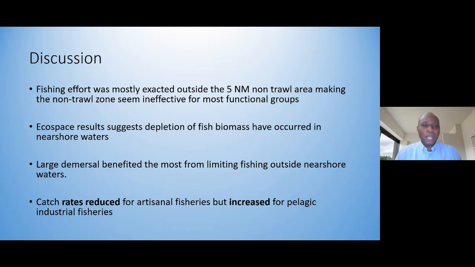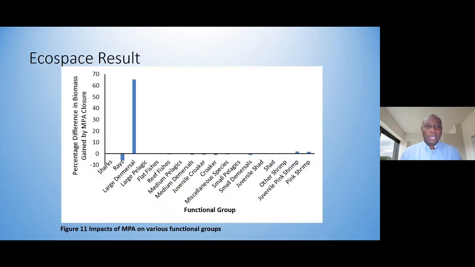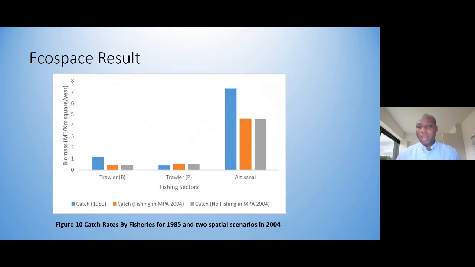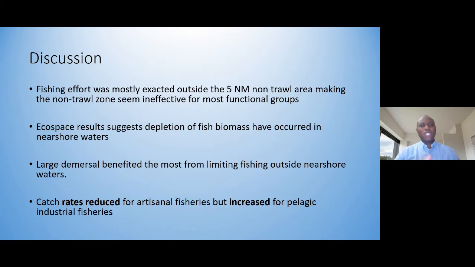Almost 15 years later, when I finished my PhD, I remembered what he said, because I looked at my model, and if you look at figures 7 to 9, you will see that the distribution of fishing effort was actually happening in deeper parts of the continental shelf, which suggests that fishermen were going further away from shore, including artisanal fishermen. And so this is important because fishing effort was mostly exerted outside the 5 nautical mile no trawl area, making it seem like the 5 nautical mile no trawl zone is ineffective.